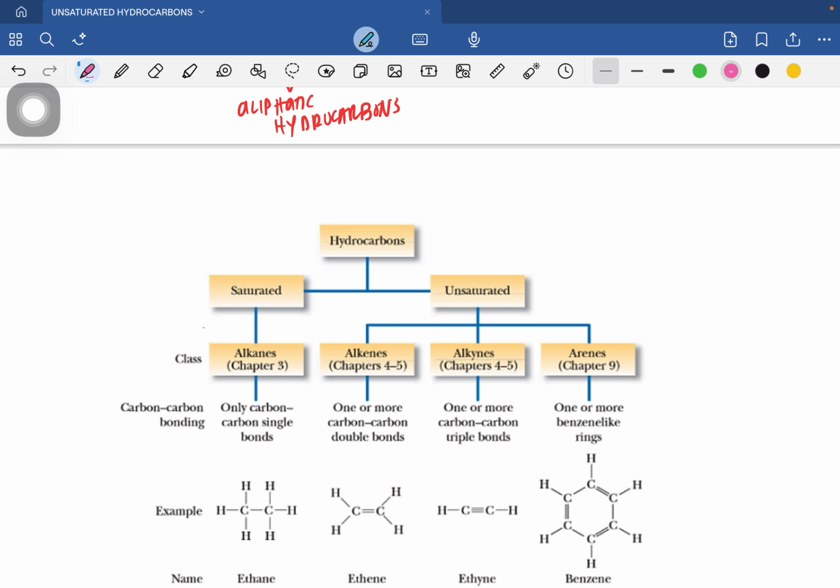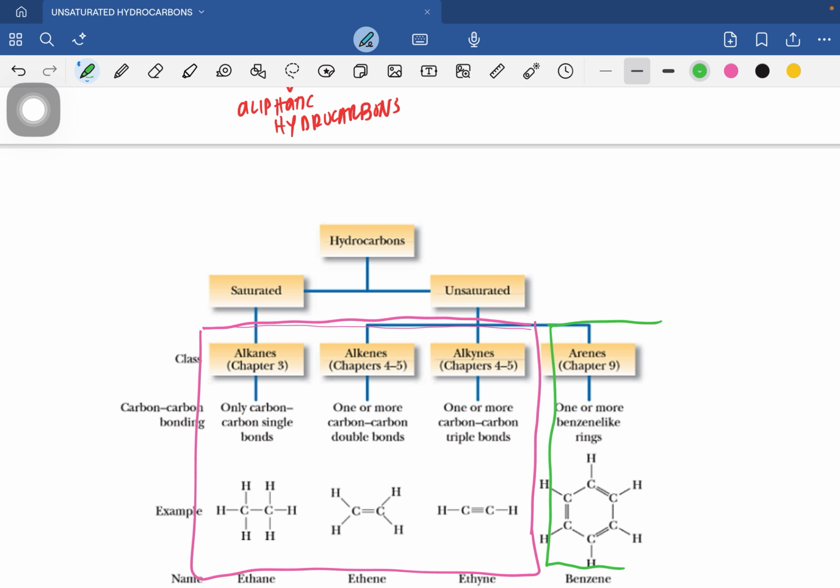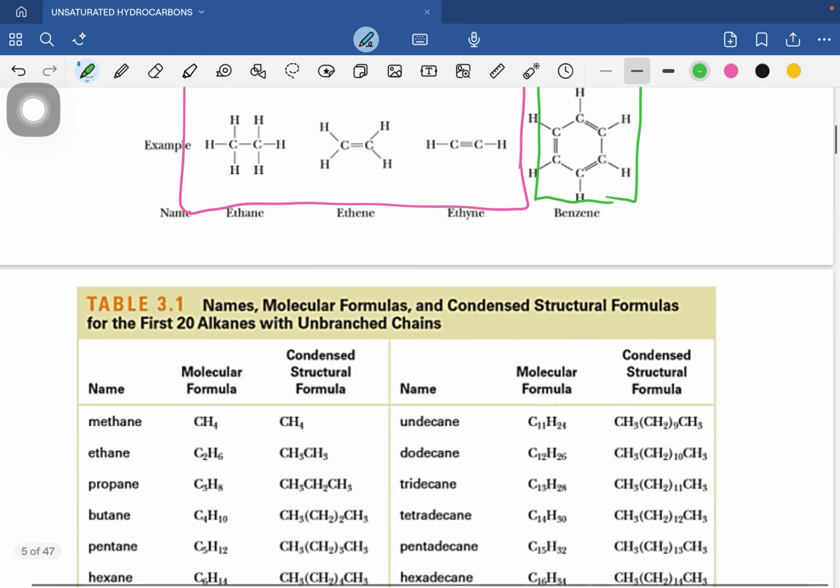So if you're going to ask me, your alkanes, alkynes, and alkenes, these are actually your aliphatic hydrocarbons po. While on the other hand, your arenes, these are your aromatic hydrocarbons, those that contain the benzene ring. Careful lang kayo, guys, because aromatic hydrocarbons are examples of unsaturated hydrocarbons pa rin sila. So yeah, that's it.